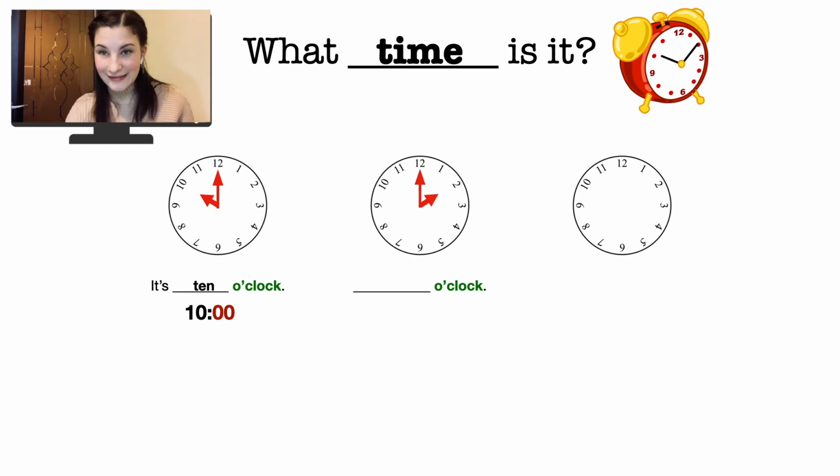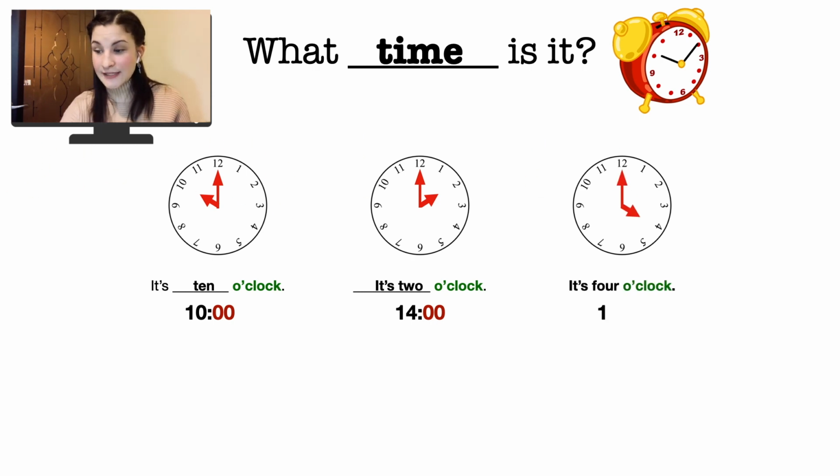Okay, look at clock number 2. Now try yourself. Look at the short hand. It's 2 o'clock. Very nice. So it's 2 sharp. At clock number 3, it's 4 o'clock. Very good. So when we speak about time that is sharp, like 10 sharp, 2 sharp, 4 sharp, when we have 00, we use the word o'clock, which means in Russian that it's 10 часов ровно, so no minutes.